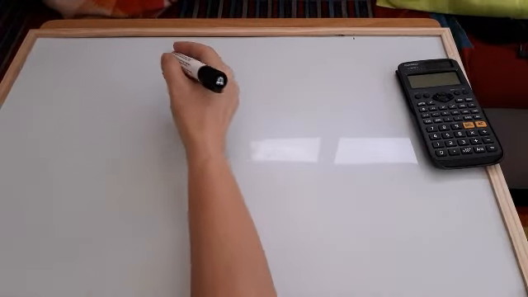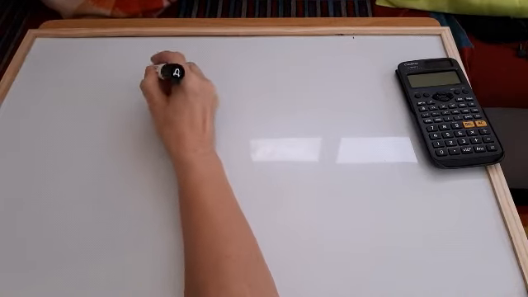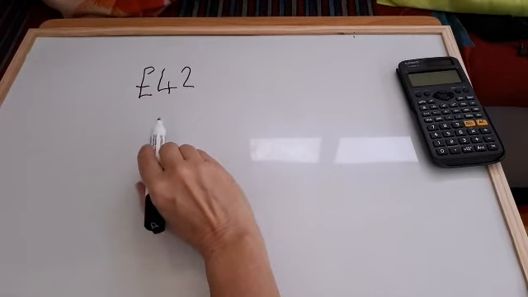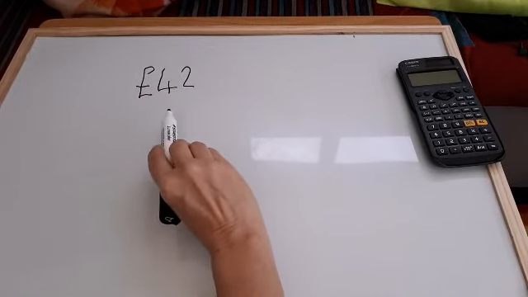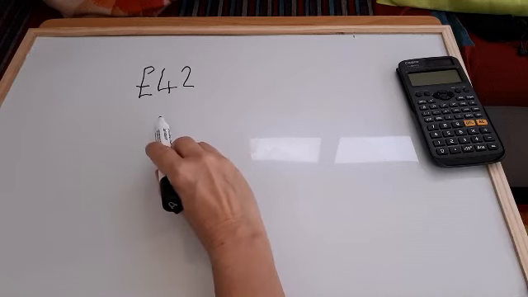Today we're going to look at sharing in a ratio. Now imagine that we had £42 and we were going to share that with a friend. Well, we'd probably give half each, wouldn't we? One friend would get £21 and yourself would get £21.